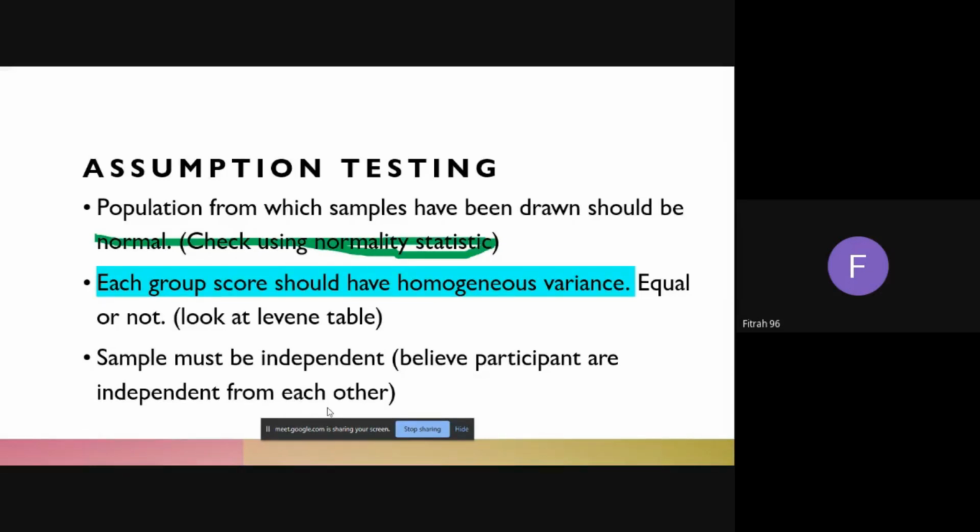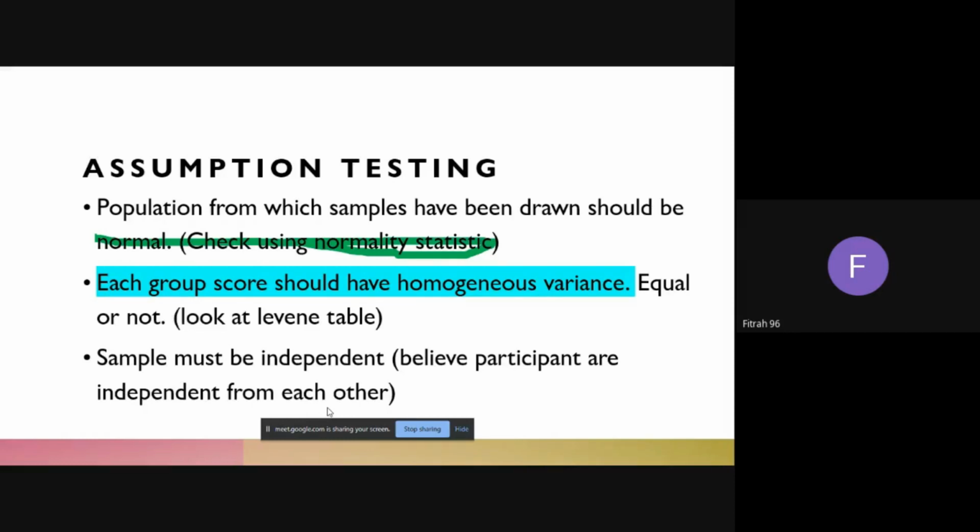Okay, for number 2 we have to look at the Levene table. Where is the Levene table? I will show you later on. And then check using the normality statistic whether the population is normal. Okay, that we can look at from the table later. We can do the normality test and all that.